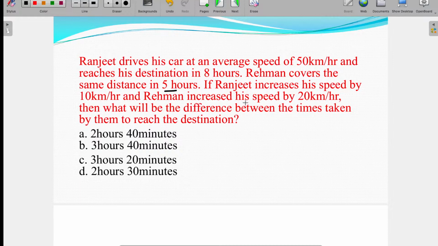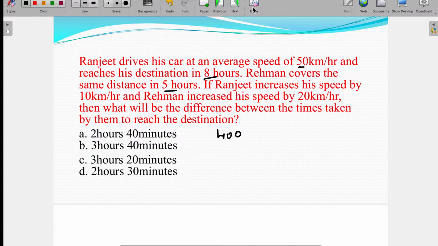Okay, he is traveling. Now Ranjit increases his speed, for the same distance; you will get to know now. See, he is also traveling 8 into 50, which will be the same, 50 into 8, 400 kilometers. Yes or no? 400 kilometers is traveling. Who is that? Ranjit. Then Rahman is also traveling the same distance in 5 hours. Then I can write it as 400 divided by 5, that is 80 km per hour.